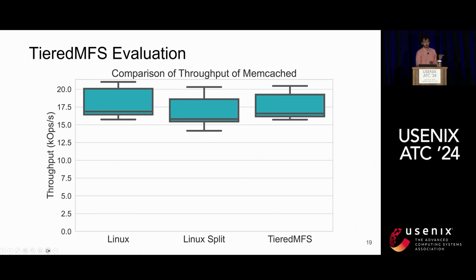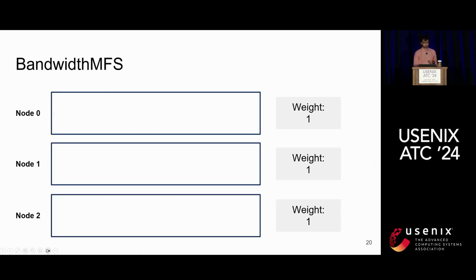The median throughput of tiered MFS is 98% that of base Linux, while the median of Linux split is only 94% of base Linux. Additionally, the tail performance is better in tiered MFS than with Linux split. Tiered MFS is able to perform better than Linux split because its tiering functionality only allows 0.5% of the memory accesses to go to the remote node, compared to 57% in Linux split.